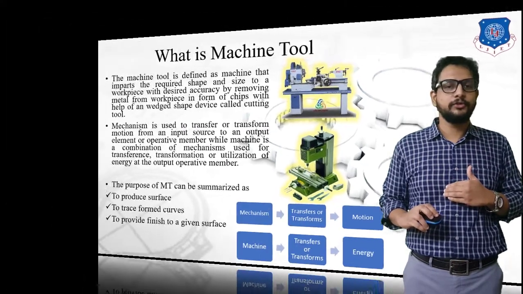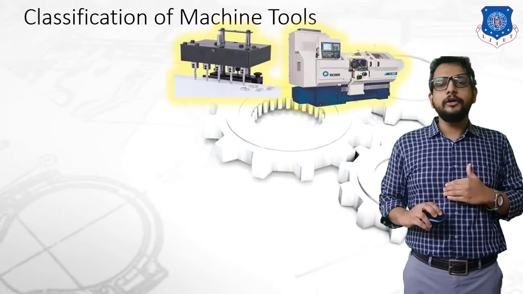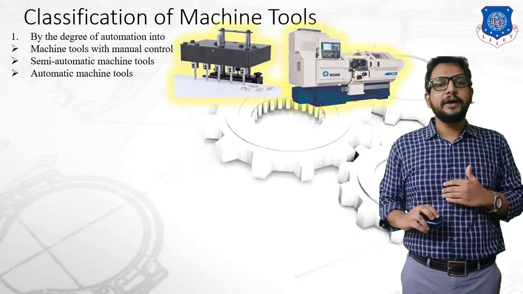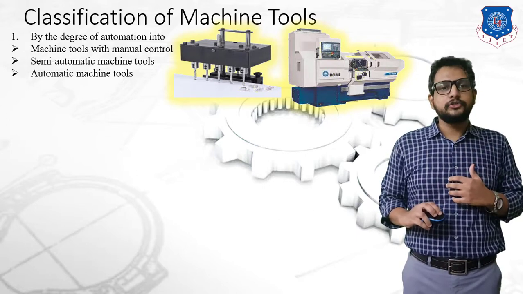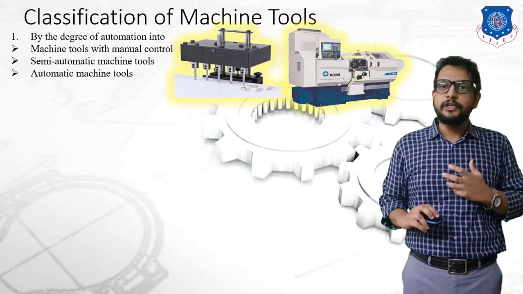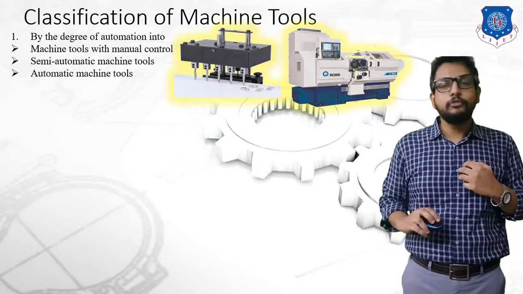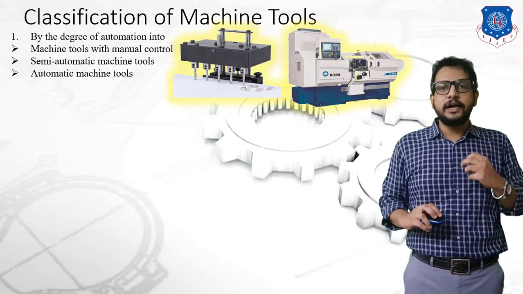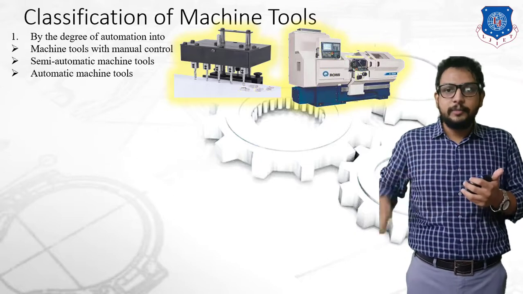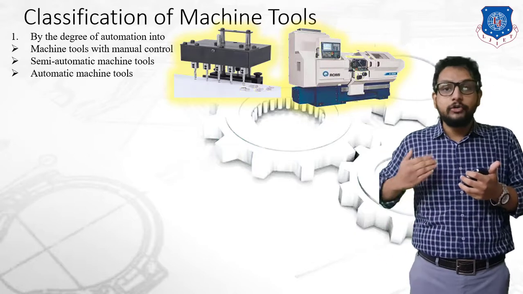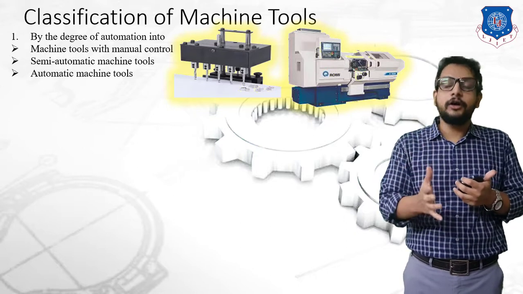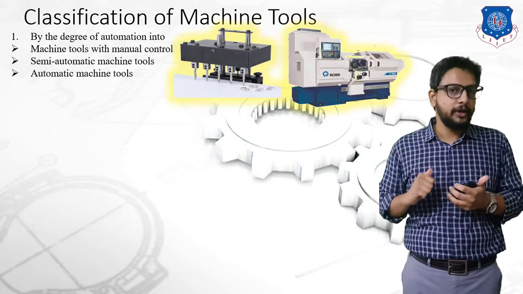Okay, now let's proceed further. Now, over here we are going to see the classification of machine tools. So the first and foremost classification is by the degree of automation. Okay, so from that point of view, we have machine tools with manual control in which an operator or a worker is required to perform all the tasks. That is from starting a spindle to arranging a tool before commencement of cutting. That is by making use of a tool post, by making use of a hand wheel to move a saddle, we can say that.